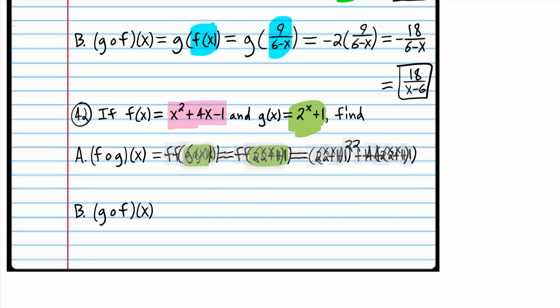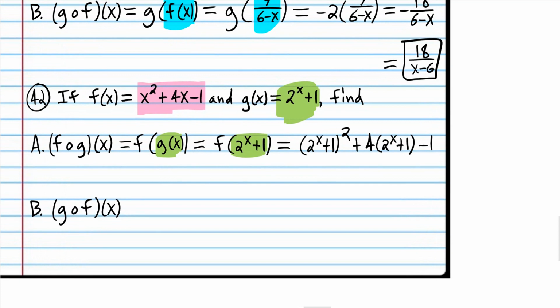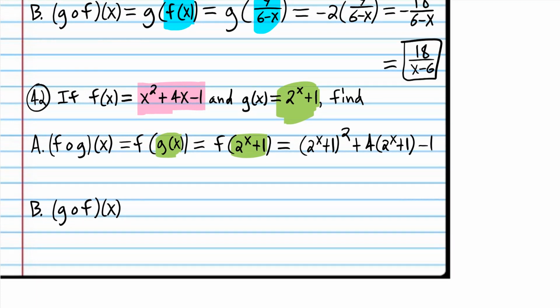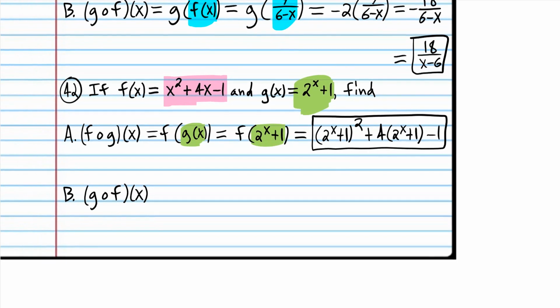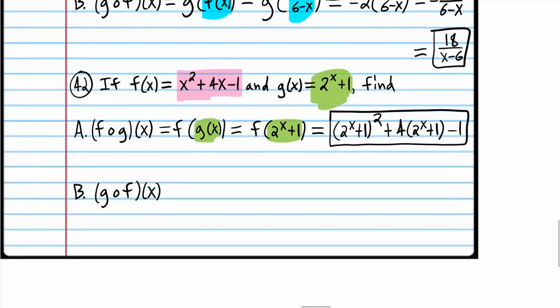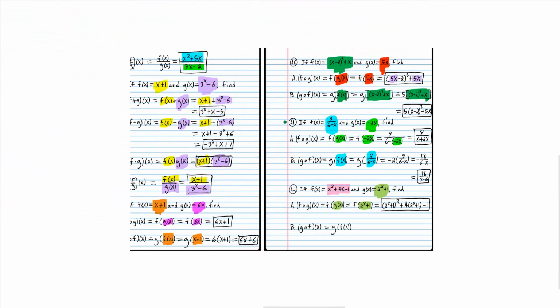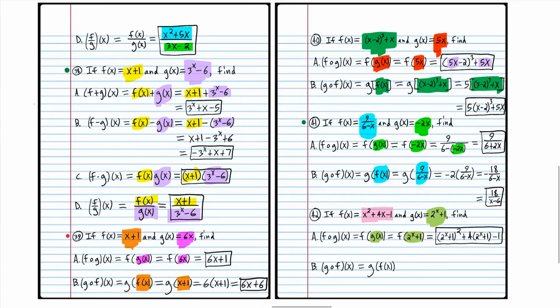So then we just write minus 1. And at that point, we're pretty much done. We could simplify a little bit, but that's good enough. That's f of g of x. So now we want to find g of f of x. So go ahead and try part B, and when you come back, we'll do it together.